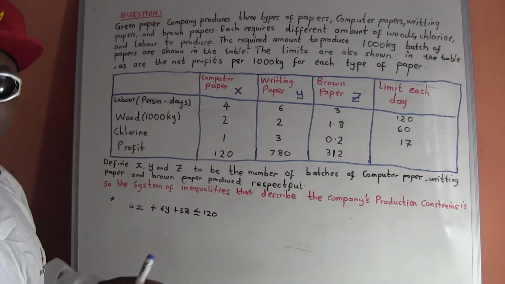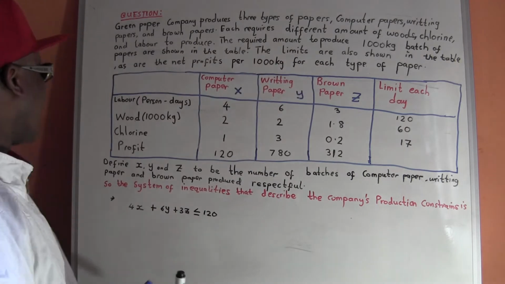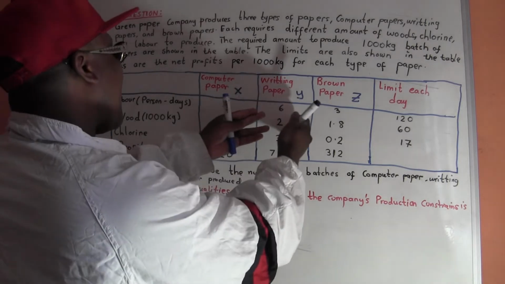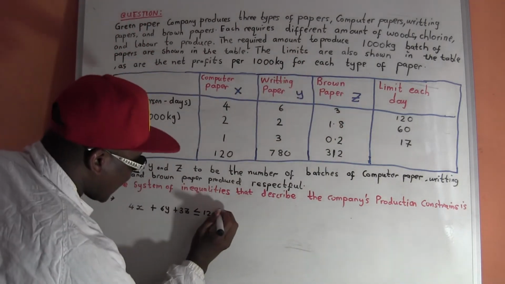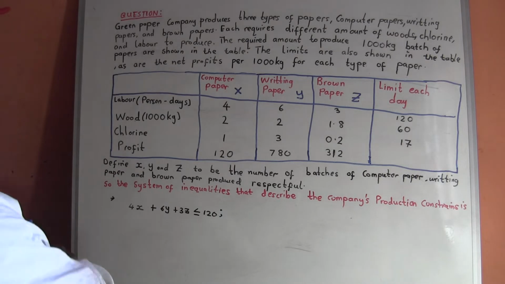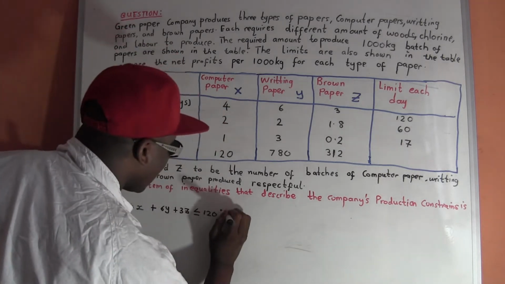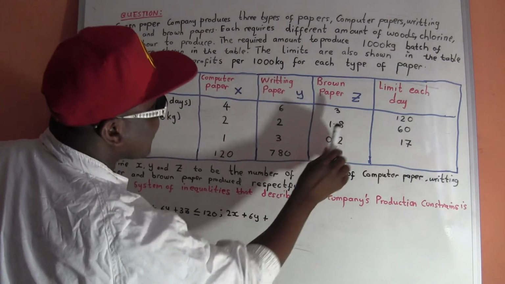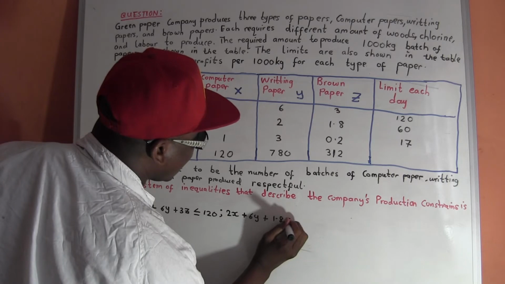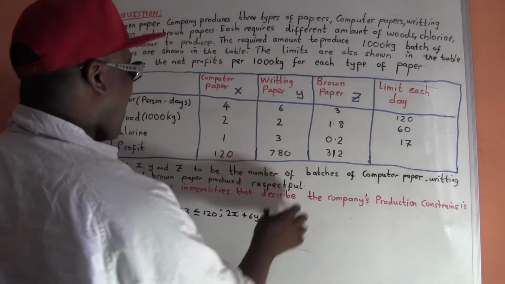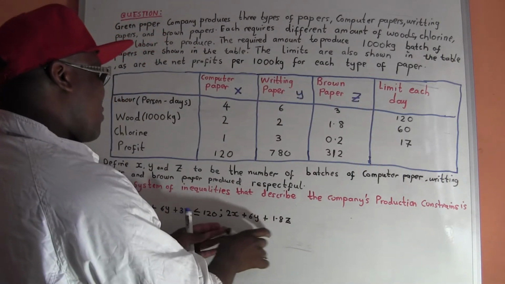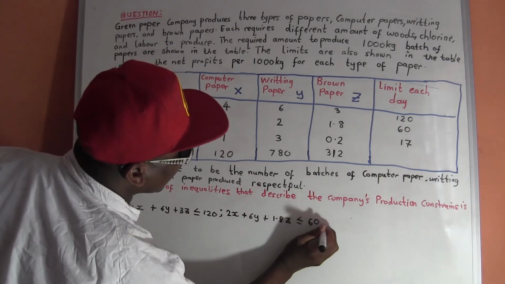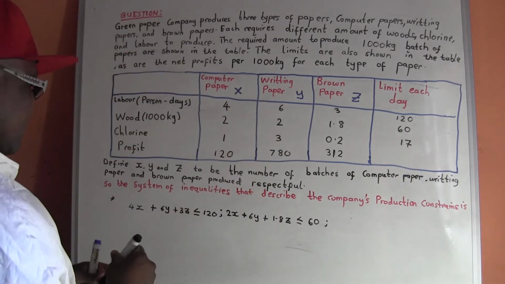You know what I'm saying? The production limit is each day, the limit of labor, people, and all of them together produce brown paper, white paper, etc. 120. Semicolon. Same for the second one. For the wood, 2x plus 6y plus 1.8z, but also the same thing. This is a limit, meaning when you add all of these up, it must be less than or equal to 60. Semicolon.